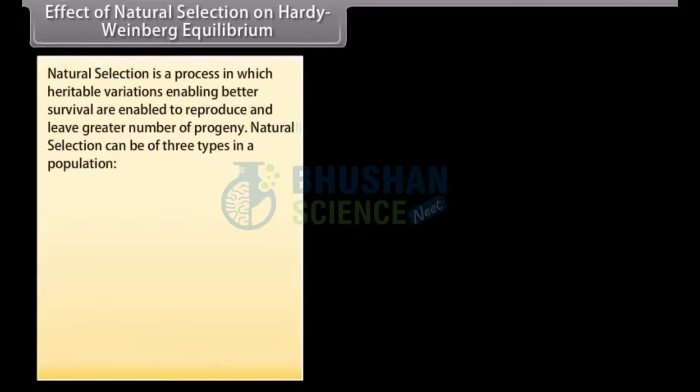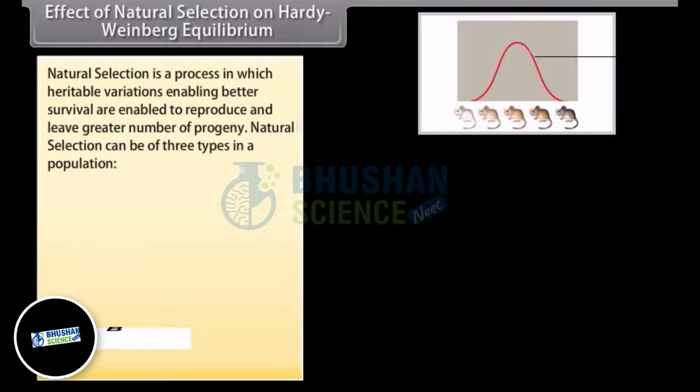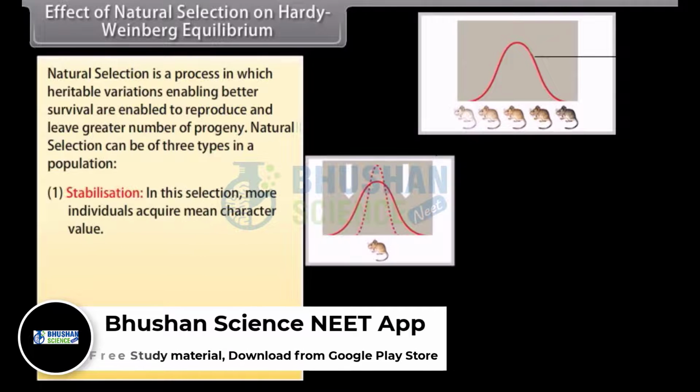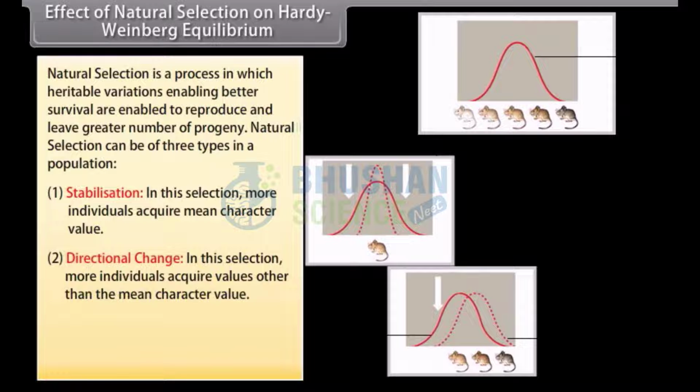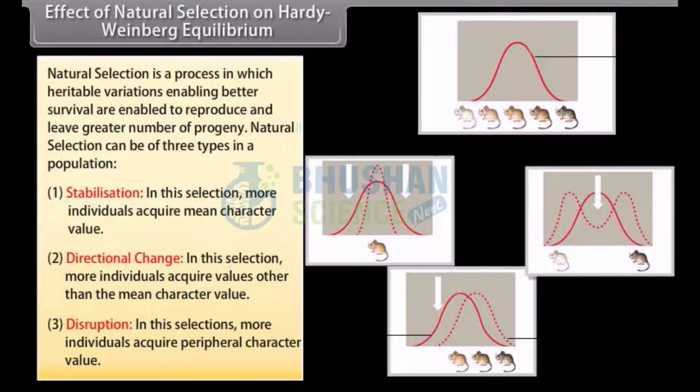Effect of natural selection on Hardy-Weinberg equilibrium. Natural selection is a process in which heritable variations enabling better survival are enabled to reproduce and leave a greater number of progeny. Natural selection can result in the following conditions in a population. Stabilization. In this condition, more individuals acquire the mean character value. Directional change. In this condition, more individuals acquire values other than the mean character value. Disruption. In this condition, more individuals acquire peripheral character values.